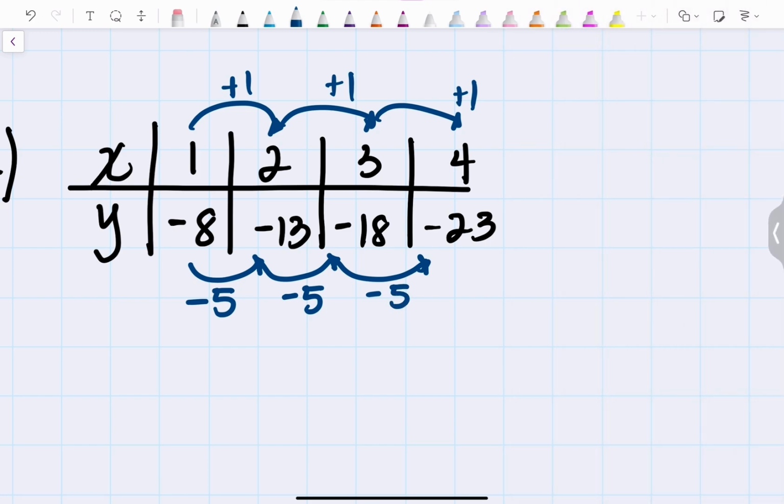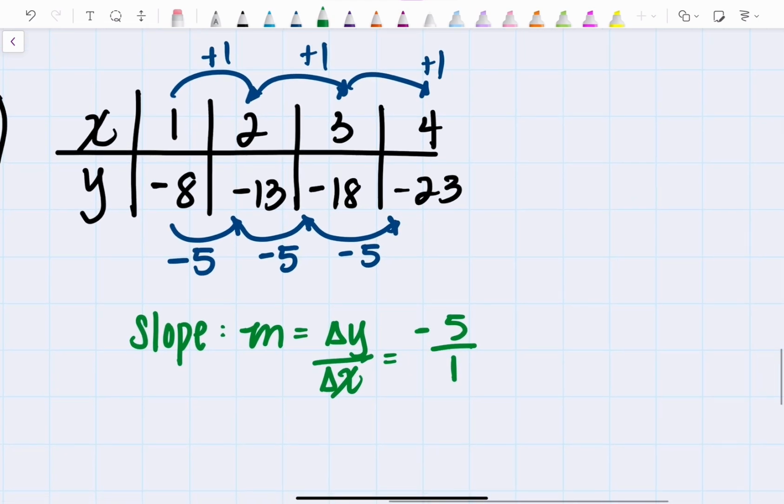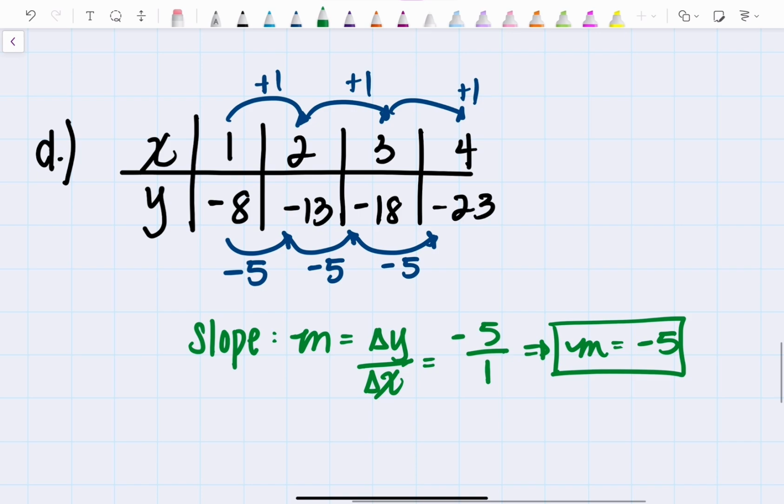So then my slope, m, is the change in y over the change in x. Once again, change in y in this case, guys, became negative 5. Change in x was 1. So this simplifies to being m equals negative 5. So that's my slope.